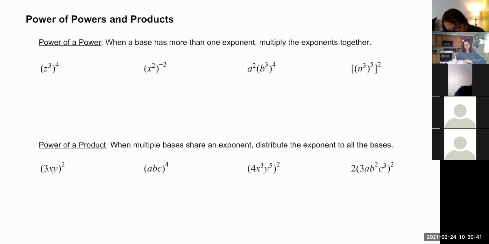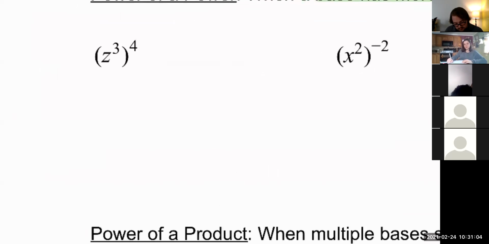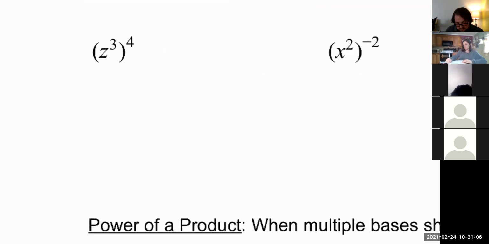And it states that when a base has more than one exponent, multiply the exponents together. So you'll notice we don't have common bases here now. We just have one base with multiple exponents. If that is the case, all you have to do is multiply the exponents. So what does this first one become? Z to the 12th power.